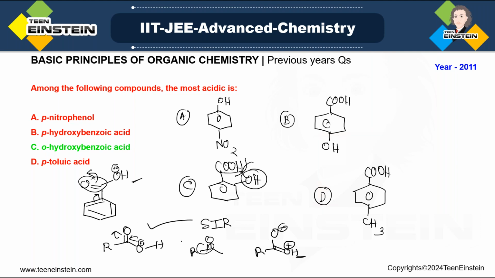So you can now have this type of resonance. As a result, this H becomes very acidic. Another way you can explain: if you consider its conjugate base, now it is O minus, and it can be stabilized by hydrogen bonding with this H at the ortho position. So these two are the reasons why this molecule will have maximum acidity. Option C is the correct option.